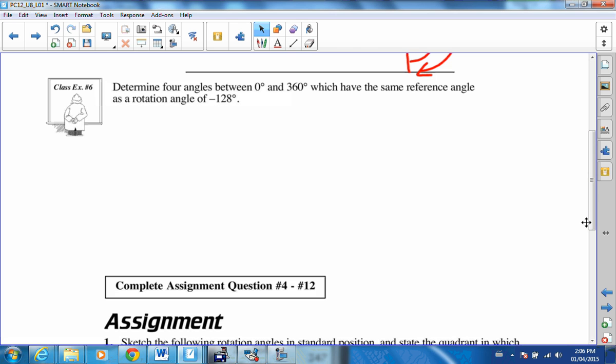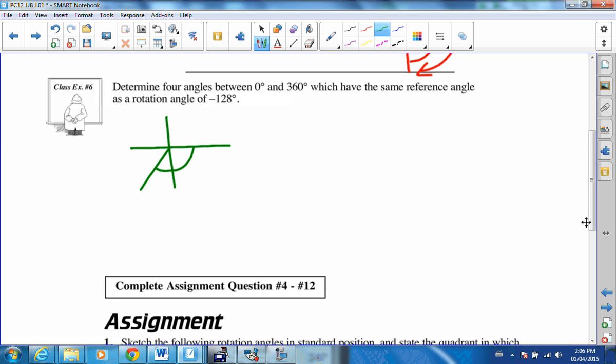And then determine 4 angles between 0 and 360 that have the same reference angles, negative 128. So the first thing I need to do is draw negative 128, past negative 90 to there. My reference angle is going to be this distance between 180 and 128, which should be 52, I think.